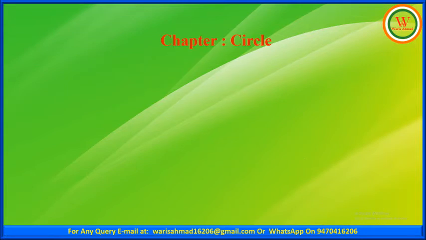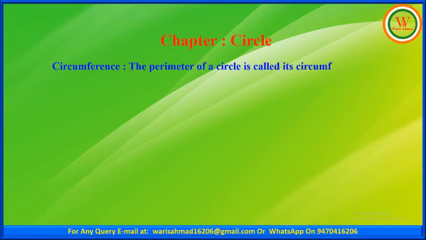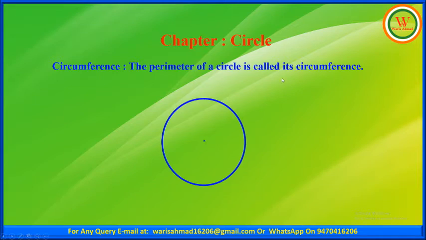Now let us see the next topic of the same chapter, circumference. The perimeter of a circle is called its circumference, or in another word, the distance of the outer boundary of a circle is called the circumference. So let us consider this circle with center O. Here the distance of its outer boundary is termed as circumference or perimeter.